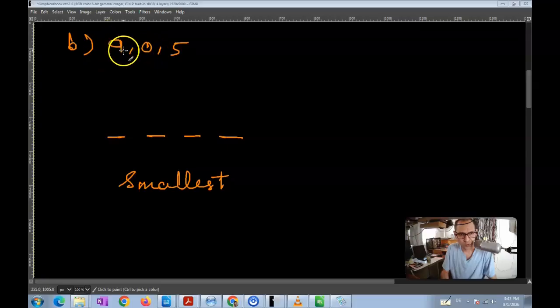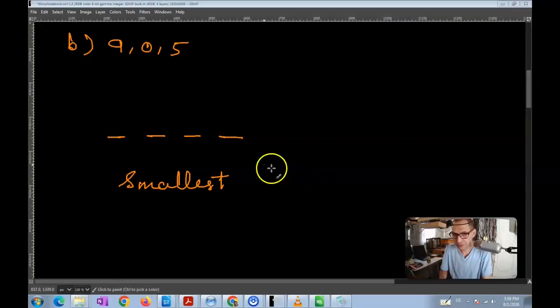So then if I go for the 9, and if I put the 9 in the thousands place value, then I would have 9,000. But if I put the 9 in the ones place value, I would have just 9 ones, or essentially a 9. So I put the 9 over here to create the smallest number possible.